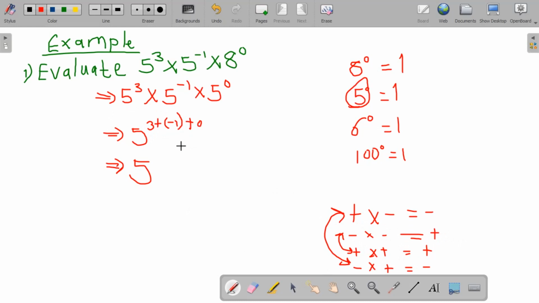3 take away 1 is 2, plus 0, will give us 2. That is the final answer. So that's how we evaluate.